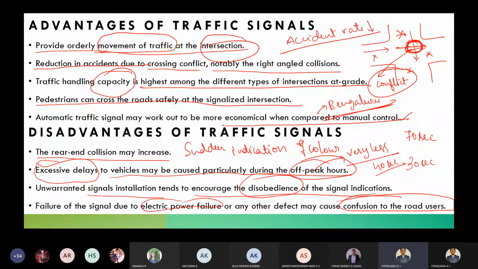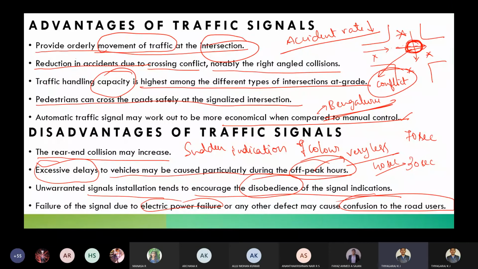Sometimes, because of a power failure or a failure in the sensors of the traffic signals, there will be confusion. The signals will not be in operating condition, and at that time it will confuse the road users. So remember the advantages and disadvantages.